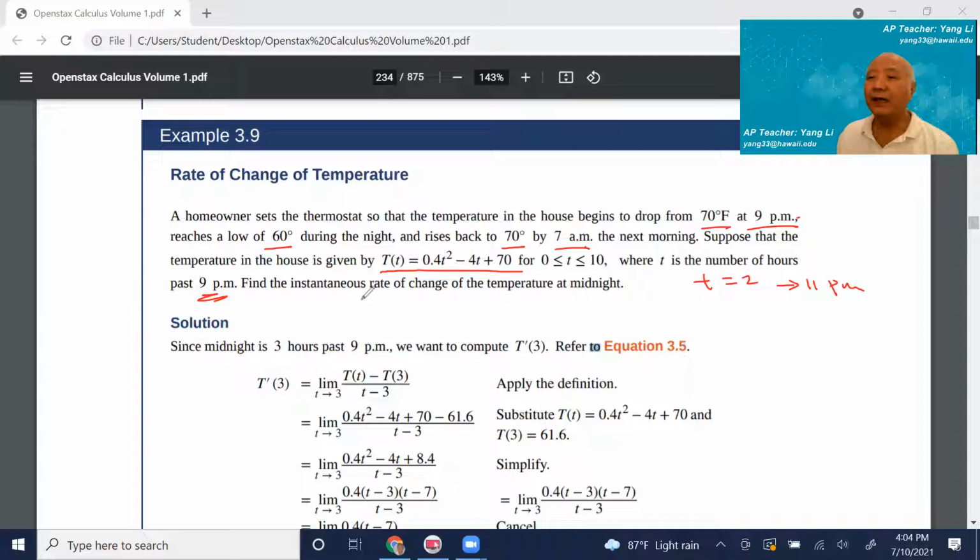So right now, they ask you to find the instantaneous rate of change of temperature at midnight. Be careful, midnight is 12 a.m. 12 a.m. means T equals what? 3, okay? So that's why they have a derivative of the function at T equals 3. By the definition under equation 3.5, you have this one, right? That's easy, huh? And then what are you going to do? You simply plug it in.